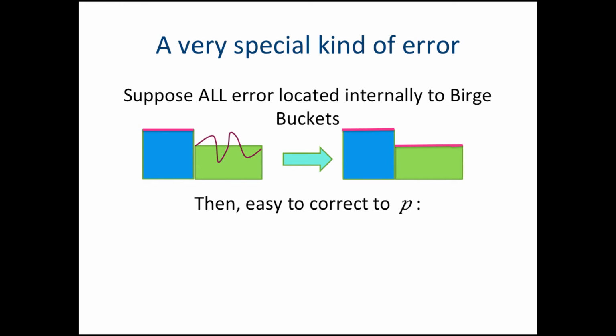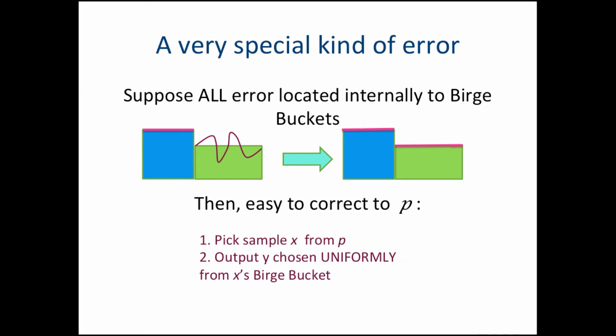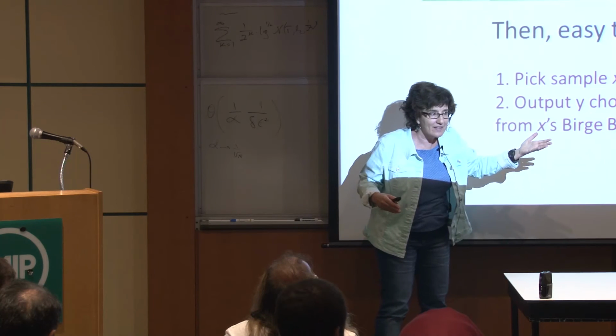So this would be really easy for us to fix, because what we could do is pick a sample x from p, because that's what we have access to. And instead of outputting x, I'll just output some other element chosen uniformly from x's bucket. And that will exactly give me my Birge approximation. Okay, so that's all we have to do. So somehow internally to the buckets, it's really easy to fix errors.